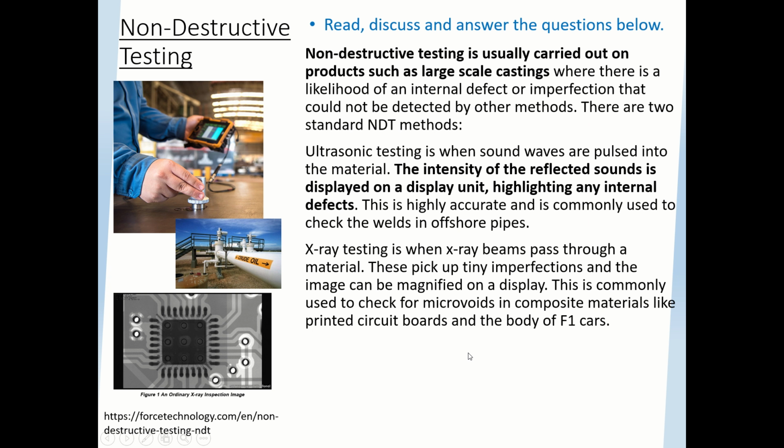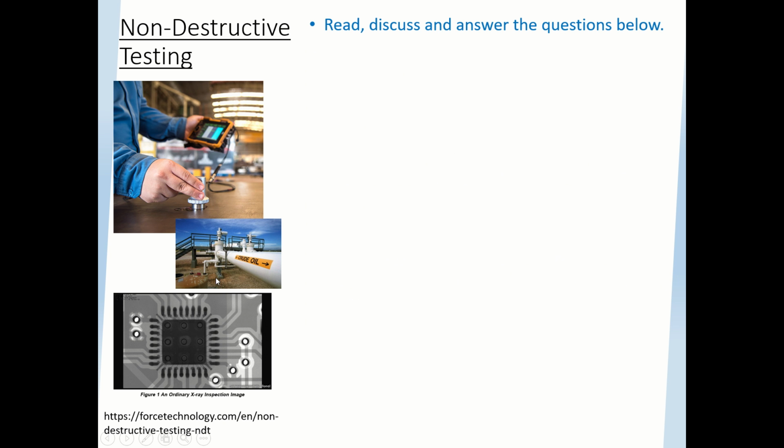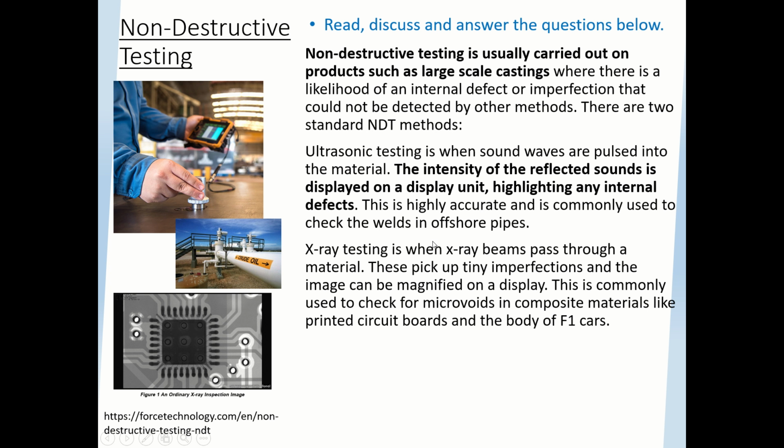So, final test, which doesn't have video, and that's just non-destructive testing. This is for large-scale castings where there's a likelihood of internal defects or imperfections that you can't see. Imagine, I think you've got on the screen there, an oil pipeline, and you wanted to see if there's any cracks in the metalwork. You're not going to cut that up, are you? You'd have to use some sort of test, and you could use ultrasonic sound waves or x-rays, and it will actually scan to show any tiny internal fractures.